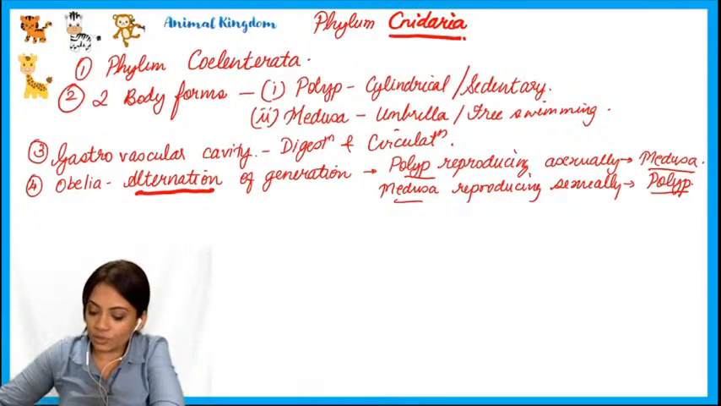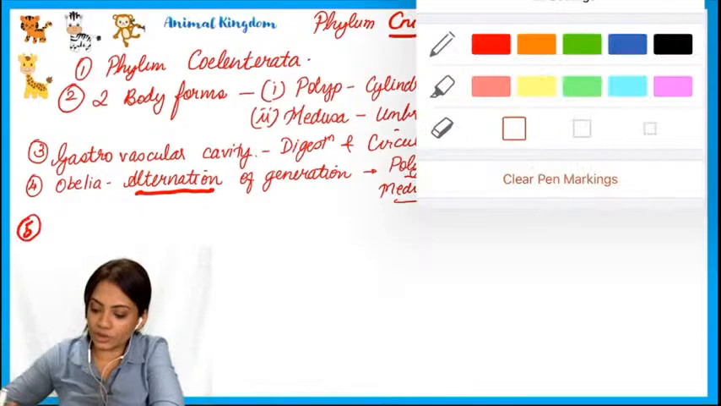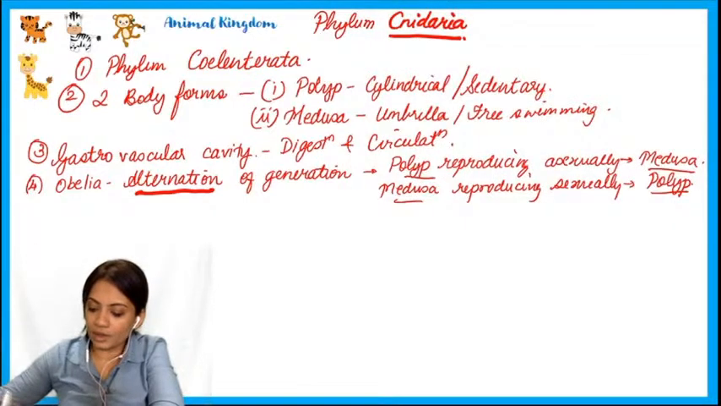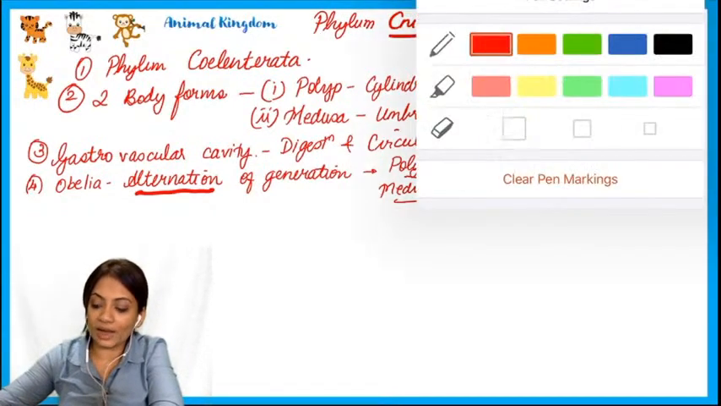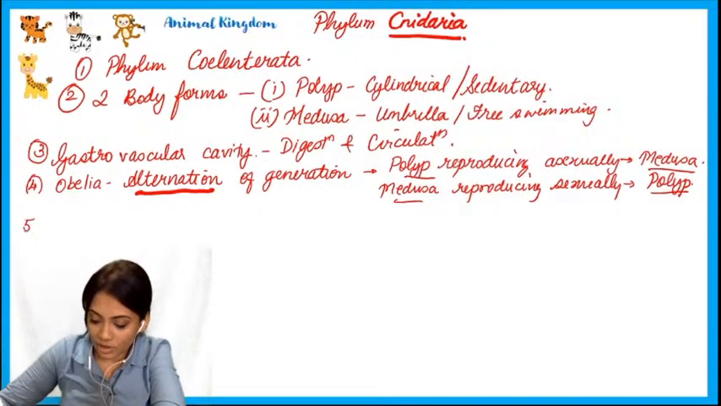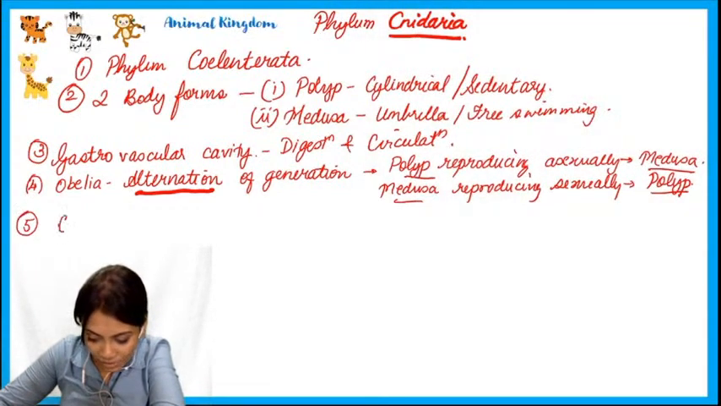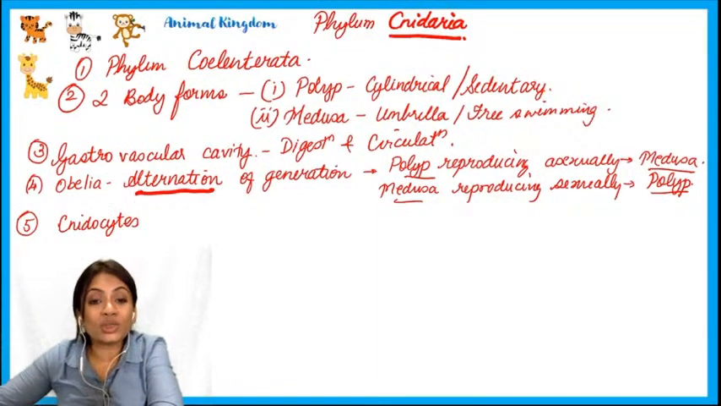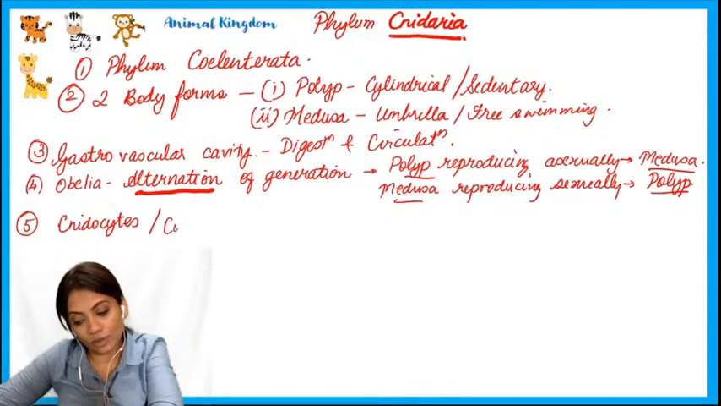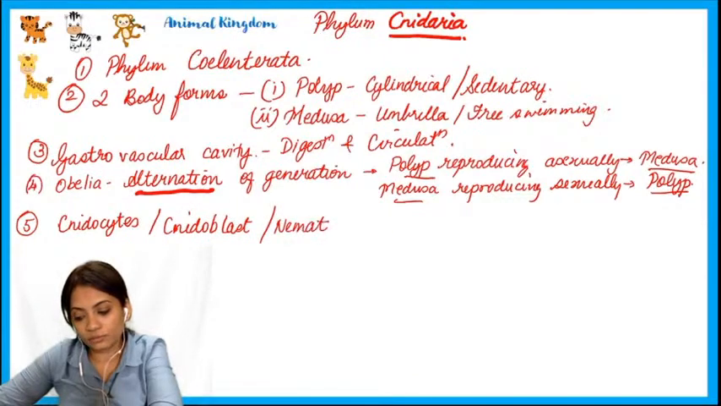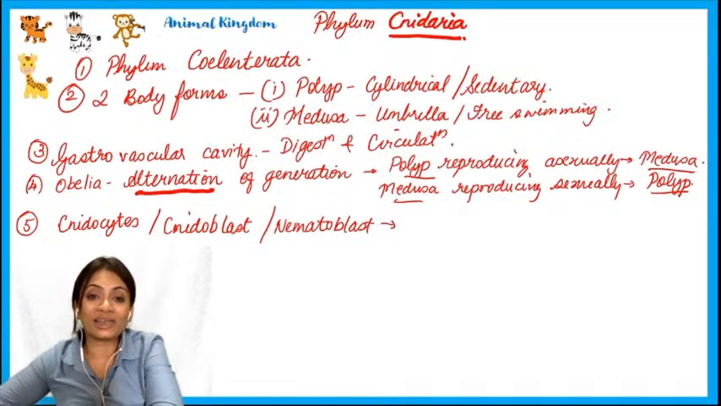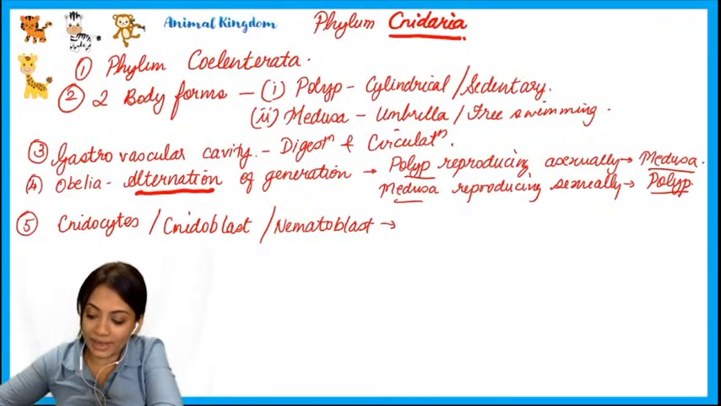Okay, next what did we see? Next we saw the presence of very important cells, which is why we call it Cnidaria. What were those cells called? They were called cnidocytes. Okay, those cnidocytes may also be called cnidoblast, or you may call it nematoblast. Now, the stinging apparatus which is found inside these cnidocytes was called nematocyst.